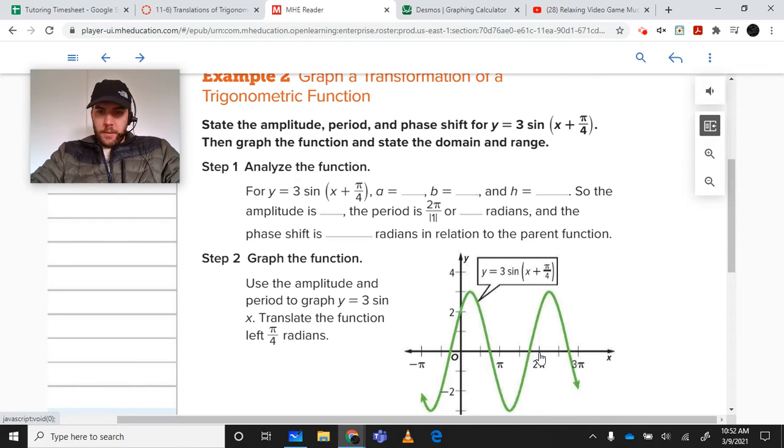So we're going halfway in between these two markings. Each marking would be half a pi, right? Pi, 3 pi over 2, 2 pi. So we're going back a quarter, so we're just going to go to the left by what would be 1/8 of the full cycle, right? The full cycle being 2 pi, pi over 4 would be 1/8 of the way shifted to the left.